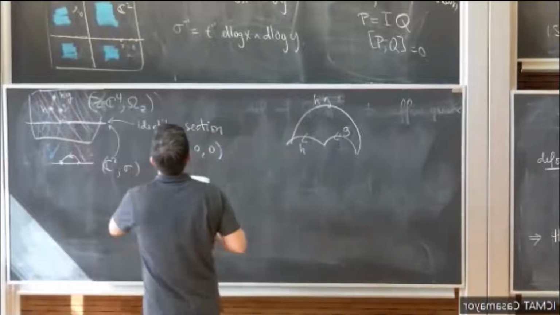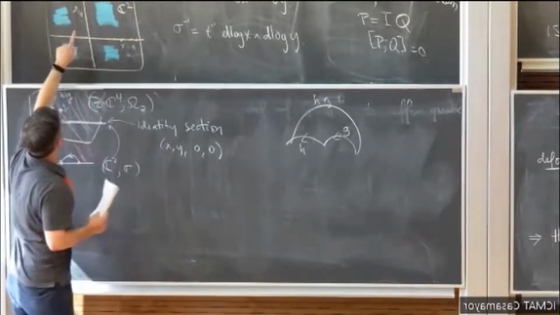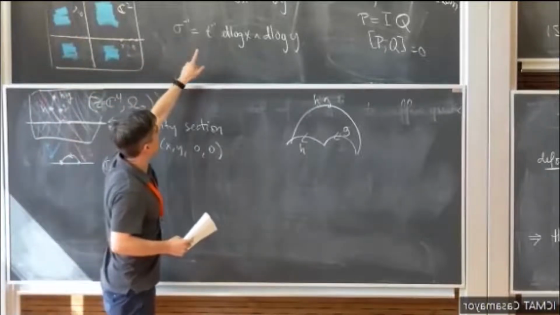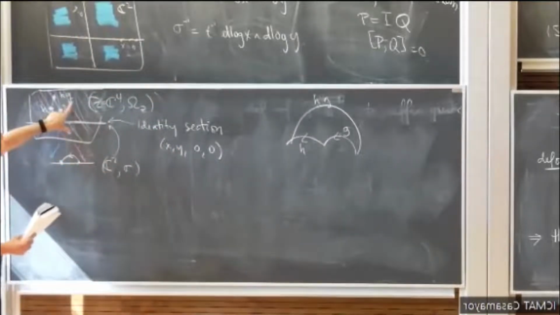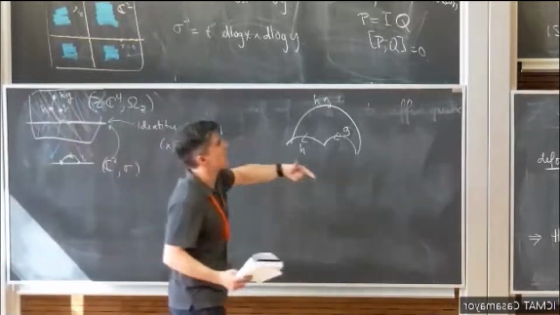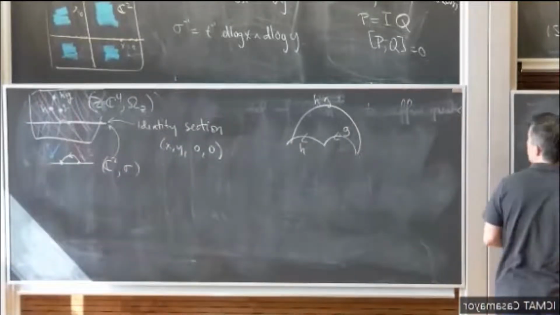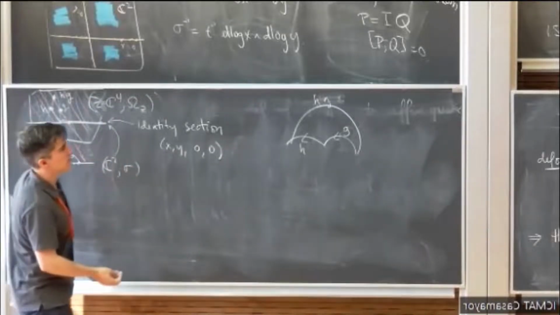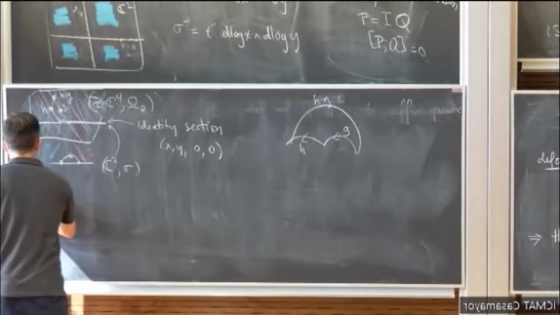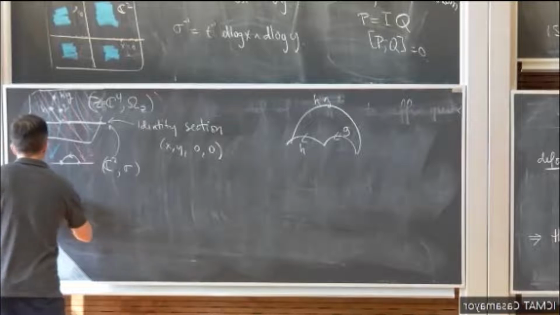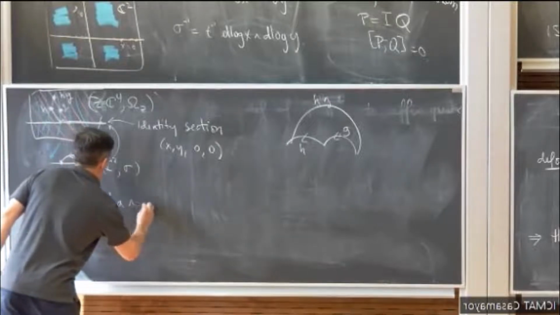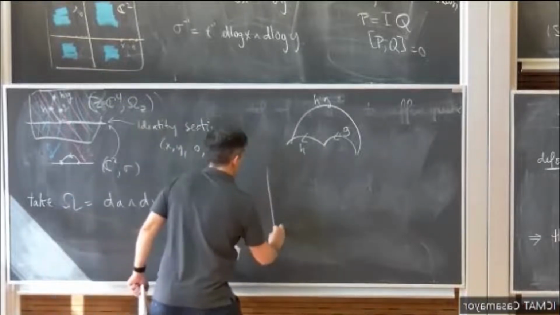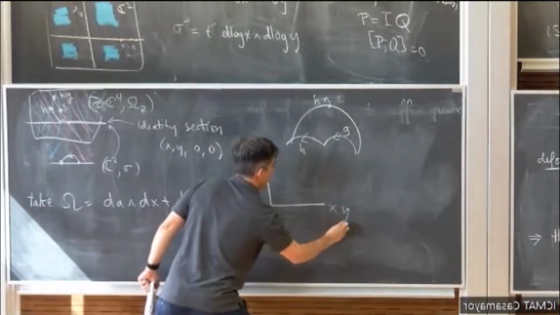So what have we done so far? We've just taken a complex manifold, which is C2. We've equipped it with a Poisson structure, and we've desingularized this Poisson structure into this bizarre double-dimensional space, which is a holomorphic symplectic manifold. And the idea is that we could execute the same idea. So we could, for example, take omega, which is dA wedge dx plus dB wedge dy. These are Darboux coordinates, x, y, and A, B.